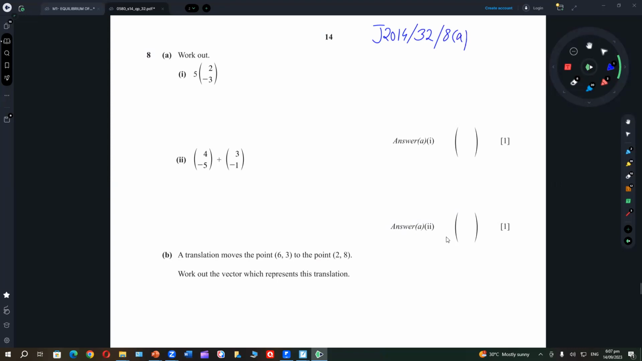The first part, 8A, is very simple. It is just like open the matrices, and you can treat it as a column vector also, and multiply with both the numbers. Second part is also very simple. Now this one.